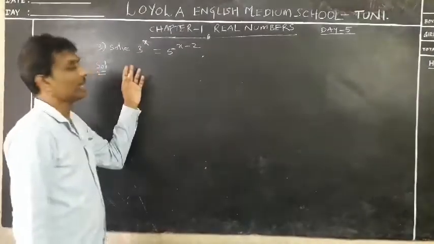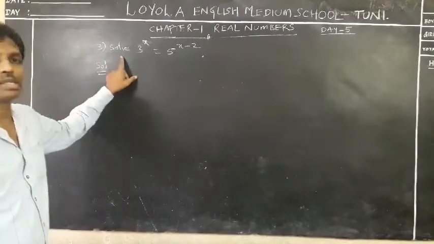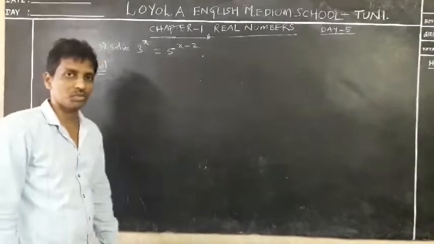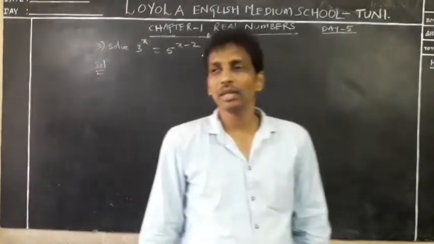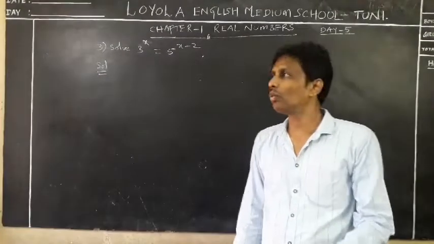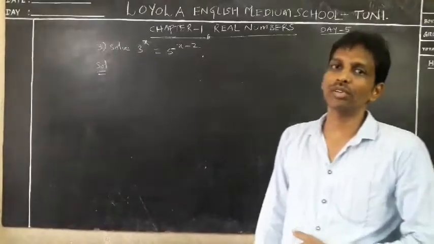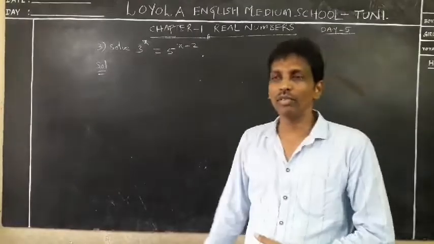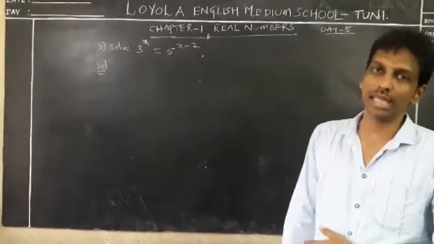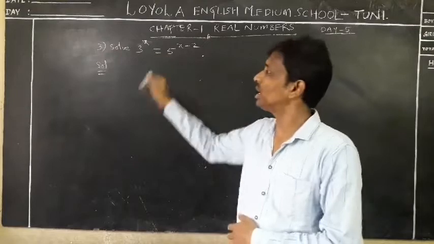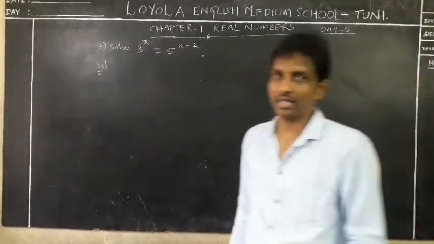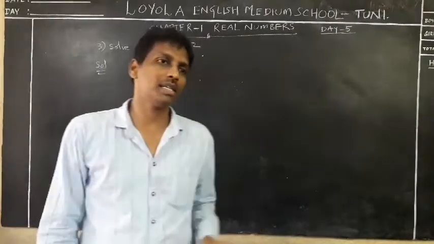Okay, let us go to the second problem. Solve 3 power x is equal to 5 power x minus 2. Solve means we are asked to find the values of the variables present in the equation. Here we have only one variable, that is x. So the meaning of solve in this condition is we are asked to find the value of x. Don't expect this to be a typical sum. This is a simple problem only.